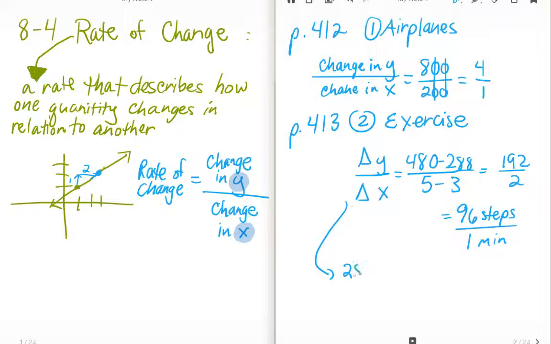Now, I want to show you how this is the same. We could have done 288 minus 480 over 3 minus 5. Well, that's taking the top minus the bottom. And then what would the top number be if you subtracted there? Negative 192 over negative 2. Do you still get the same thing? Yeah. So as long as you're consistent, the order really doesn't matter.